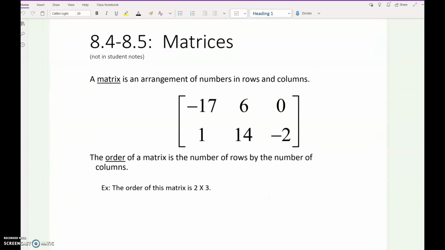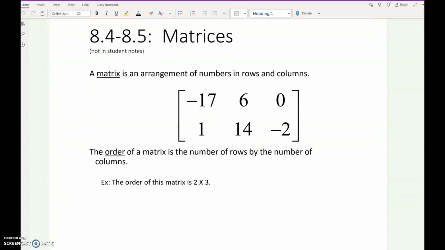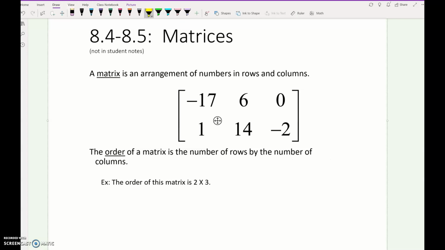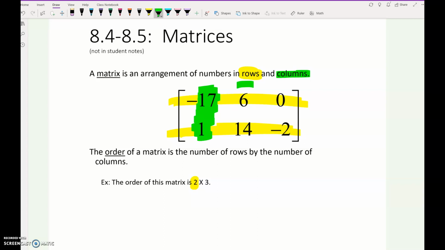Okay, this first slide is not in your notes, but it shows you how the matrix works. A matrix is an arrangement of numbers in rows and columns. The rows are horizontal rows, so this particular matrix has 2 rows. The columns are vertical columns. So 1, 2, 3: this matrix has 3 columns. So this matrix is a 2 by 3 matrix.